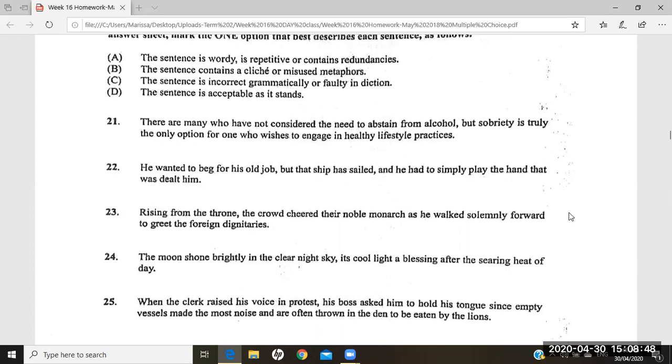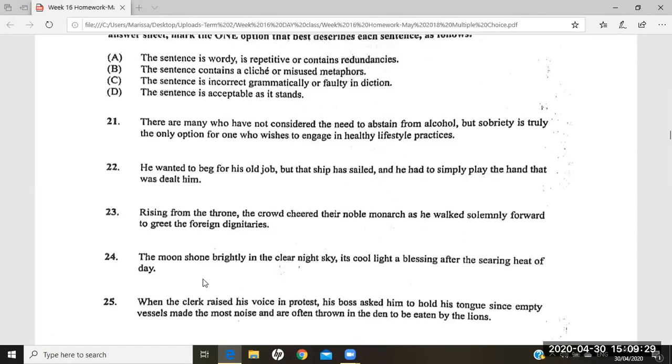So remember when we did dangling and misplaced modifiers? The dangling modifier and the misplaced modifier, do you remember that? Who or what is rising from the throne? They have the crowd here, so it appears as if the crowd is rising from the throne. But who is rising from the throne? The noble monarch. So the phrase that is modifying the subject should be next to the subject. So in this case, rising from the throne is not next to the noble monarch. So yes, Shalanda, the answer is C. It is faulty in diction because of the misplaced modifier there. So the answer for 23 is C.